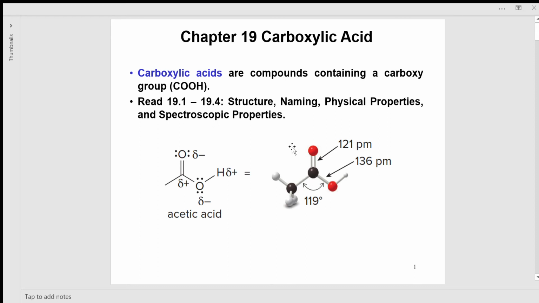As usual, the structure, the IUPAC naming system, the physical properties, and the spectroscopic properties of a carboxylic acid, I think that they are just some numbers here. I think they are easy. I ask you to read chapter 19 from the first part to the fourth part. If you have any question, please either call me or send me an email.